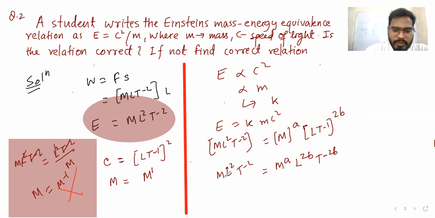If you will see M to the power 1, so A is what here? 1. B, if you will see here, L to the power 2, 2B 2, so B is equal to also what? 1. T to the power minus 2, minus 2B, so B is also equal to what? 1. Yeah. B is also equal to what? 1. Right?